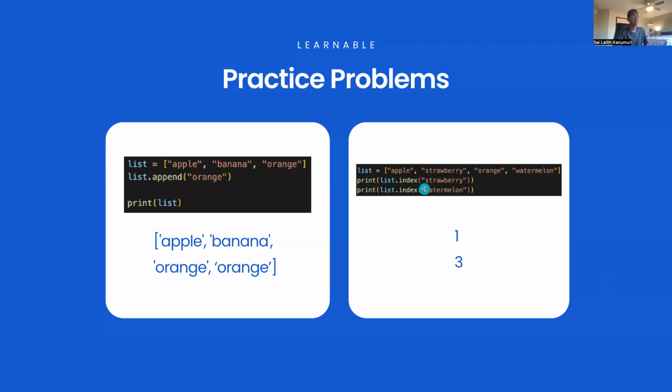List is equal to apple, strawberry, orange, watermelon. Now you do print list.index strawberry. The index function finds the index of where the element is. So you're saying list.index strawberry. Is strawberry in here? Yes, strawberry is in here. Now you calculate the index. So it's 0, 1. So it prints out 1.